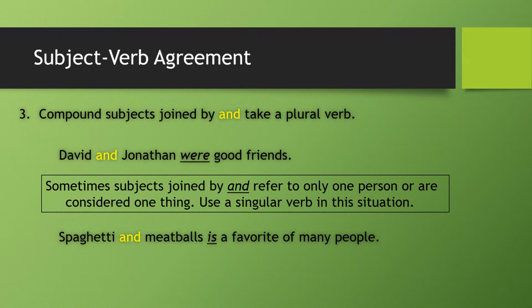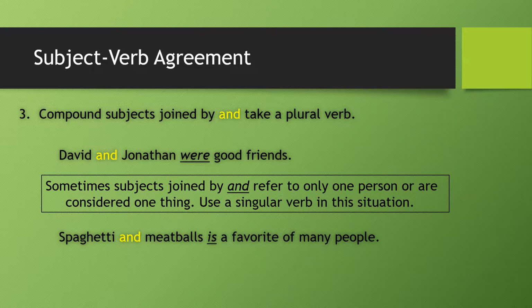Now sometimes subjects joined by and refer to only one person or are considered one thing. And in those cases, we use a singular verb. Take, for instance, this sentence. Spaghetti and meatballs is a favorite of many people. Now, it's two words connected by the conjunction and, but spaghetti and meatballs is considered a dish. It's not two items, but it's two items that are included in the name of a singular dish. So spaghetti and meatballs is a favorite of many people.